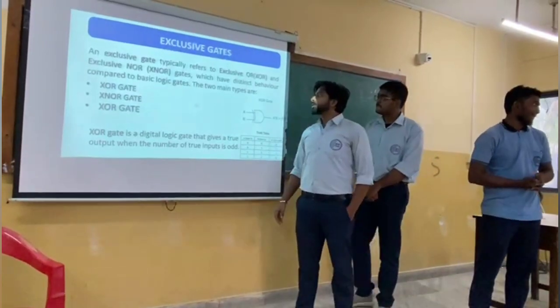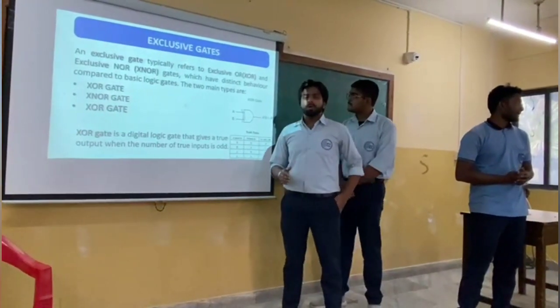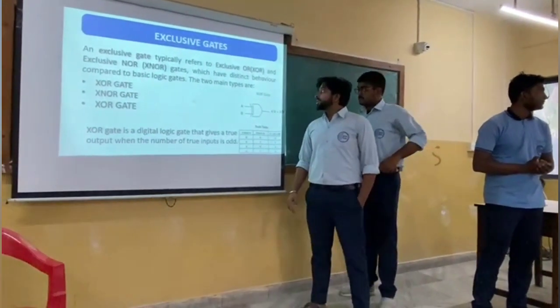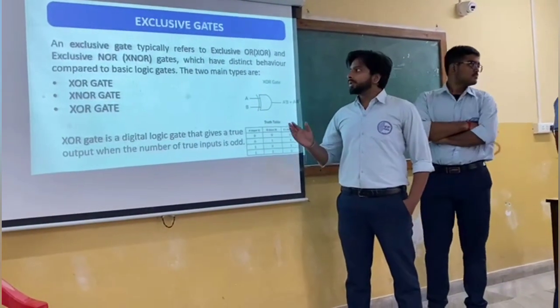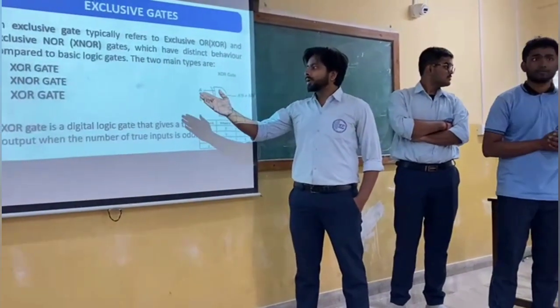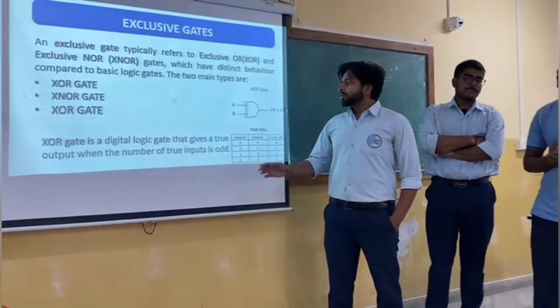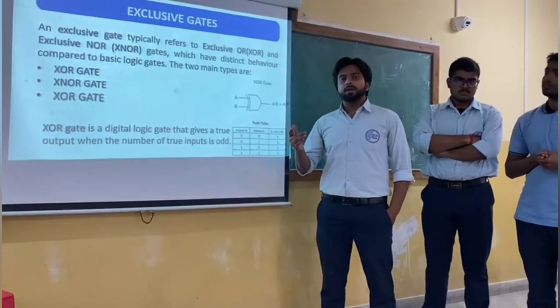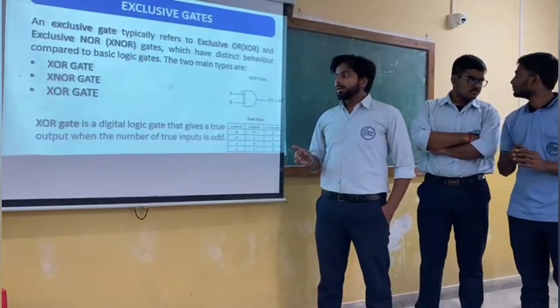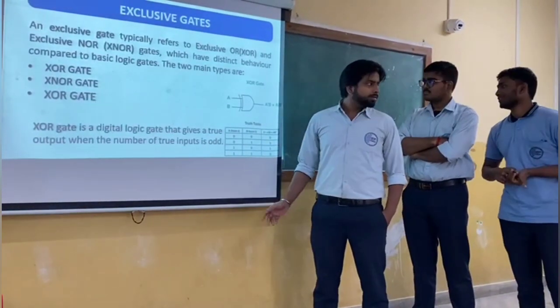Exclusive gates. Exclusive gate typically refers to exclusive OR and exclusive NOR gate, which have distinct behavior compared to other logic gates. The two main types of exclusive gates are the XOR gate and the XNOR gate. The XOR gate is a digital logic gate that gives the output 1 if only one of the inputs is 1, otherwise it gives 0.